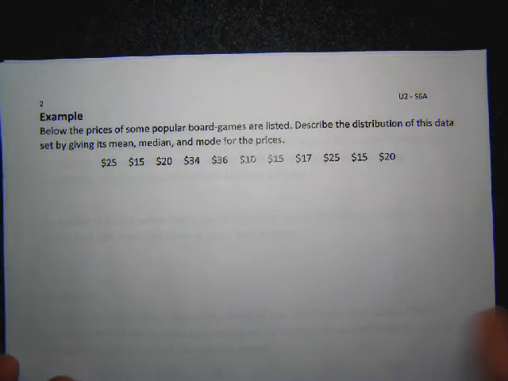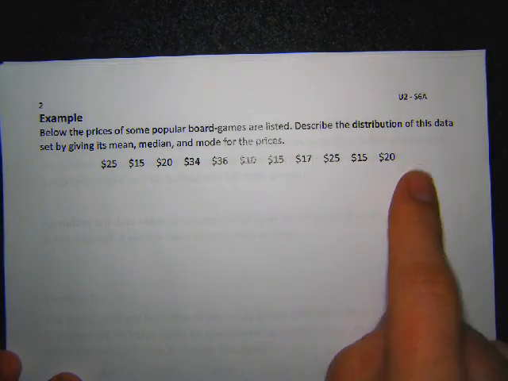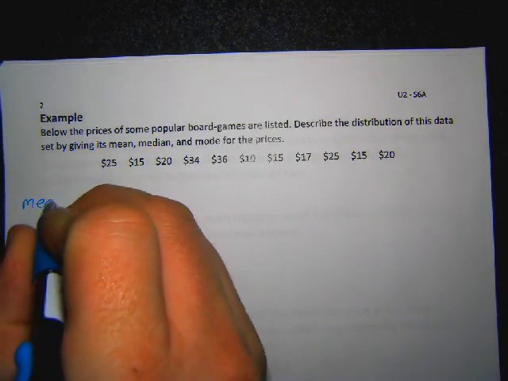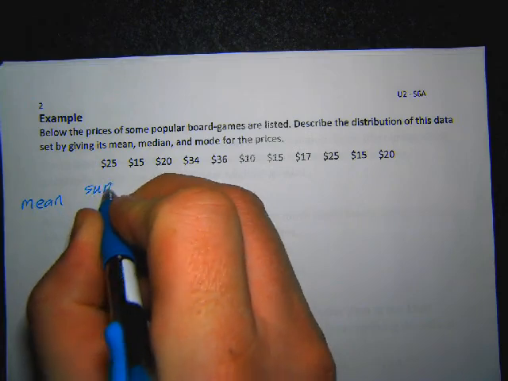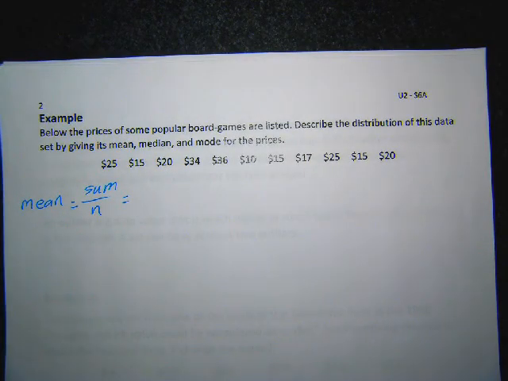That's most of it. So below, the prices of board games are listed. Describe the distribution of this data, giving its mean, median, and mode for the prices. So first, we'll start off with mean. In order to find mean, you have to find the sum and divide it by the number of values. So that's what mean is. We first just need to add up all those values.